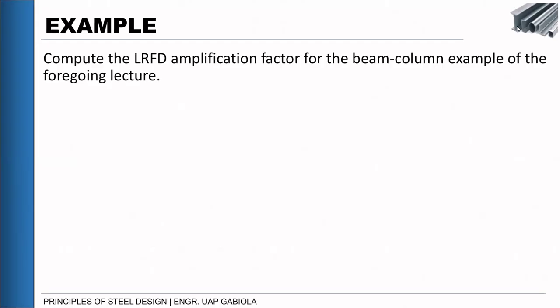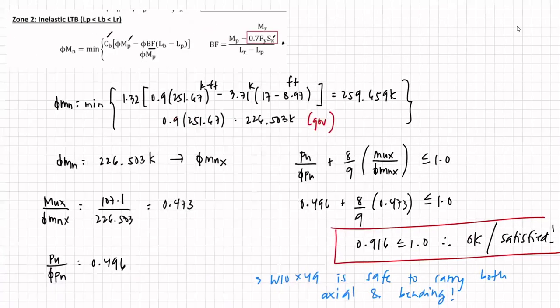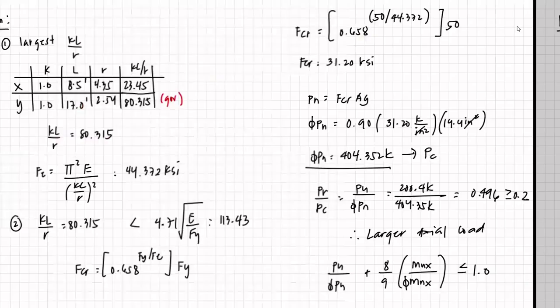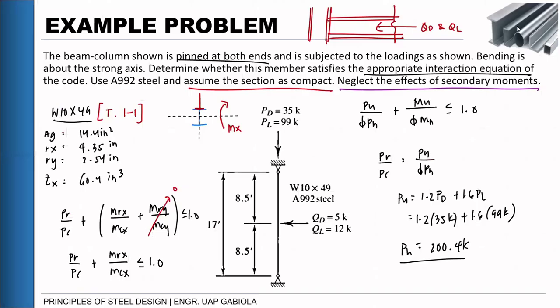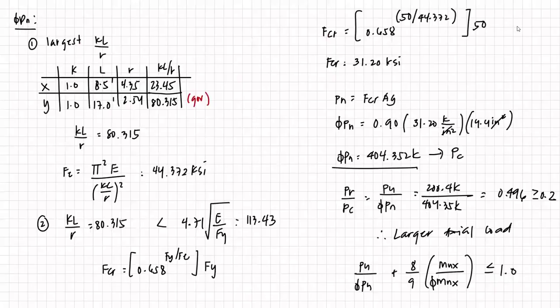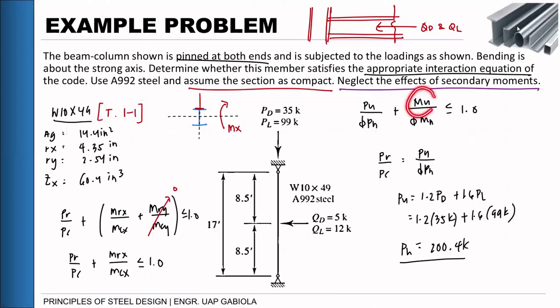Okay, let's look at the notes from last time. So this is what we had. This was our problem, and we are trying to calculate the interaction equation for this one. Now, we try to identify how much amplification factor is needed for our required moment. So, ibig sabihin, from our required moment Mu, ilan yung amplification factor dapat na i-apply natin sa kanya once na na-identify natin yung mga needed values natin.